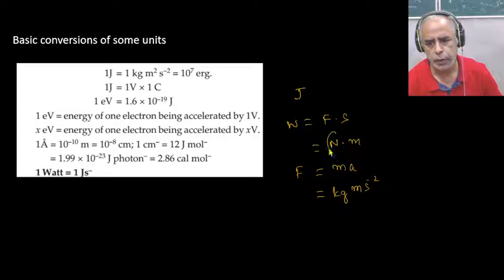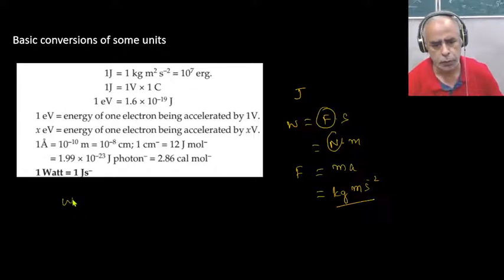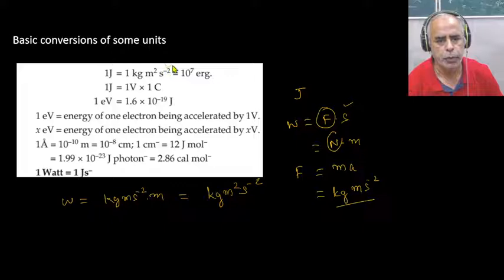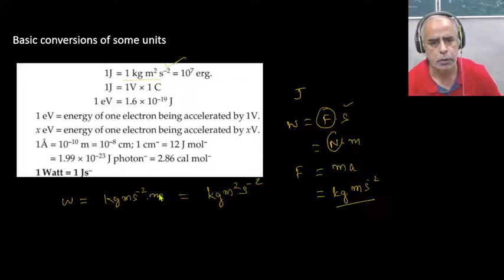And therefore now you can replace here in place of Newton, which is nothing but the unit of F, the basic SI unit, kg meter per second squared. So we can replace this. Therefore W is equal to kg m s power minus 2, into meter, and therefore kg meter squared per second squared. I hope now you should be able to understand how we have converted this, okay.